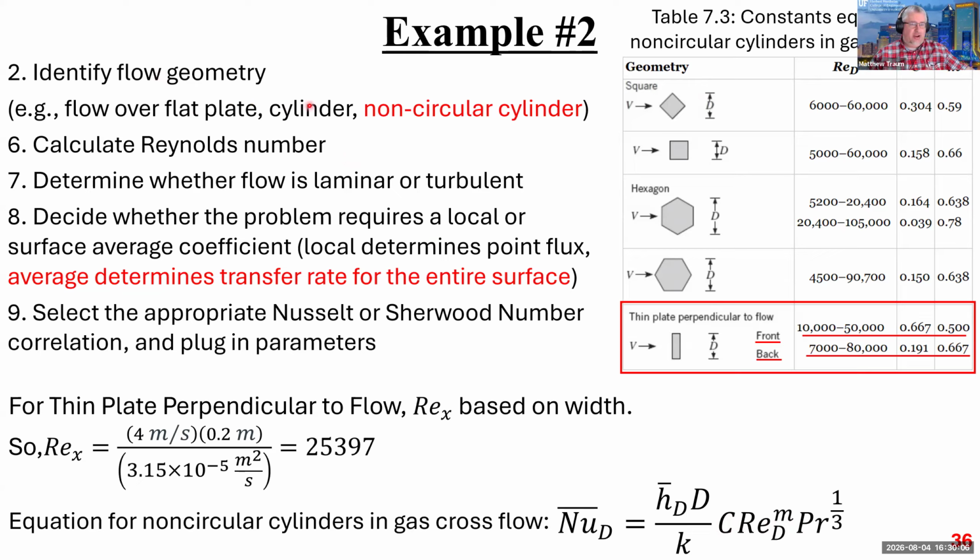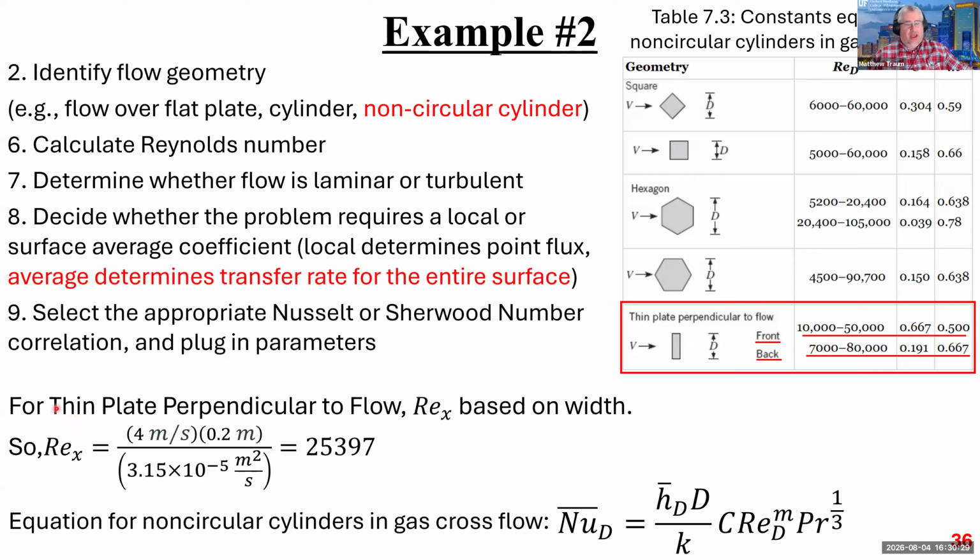So our flow geometry is a non-circular cylinder, which is what this table represents from chapter 6. We're going to calculate the Reynolds number, determine whether the flow is laminar or turbulent, decide whether we need an average or a local Nusselt number, pick the right correlation, and solve and plug in the parameters.